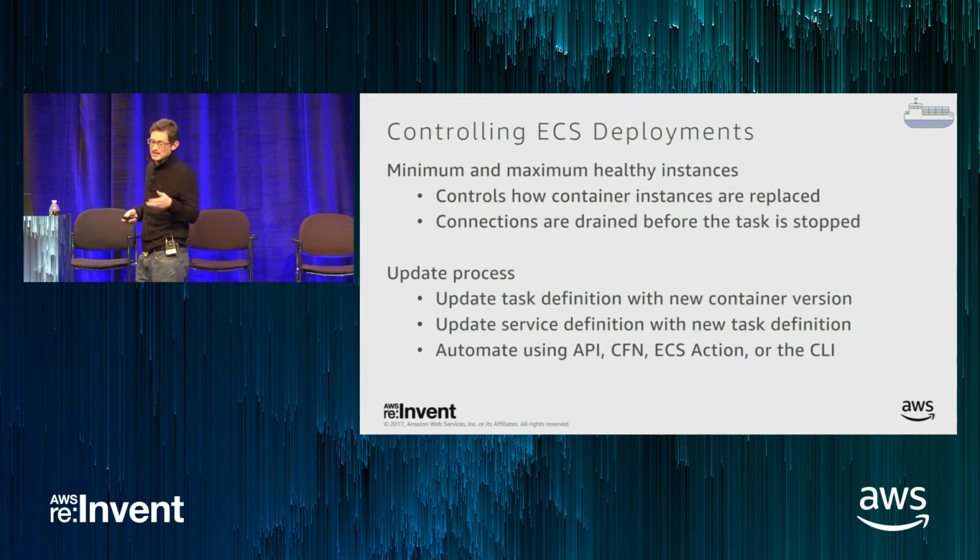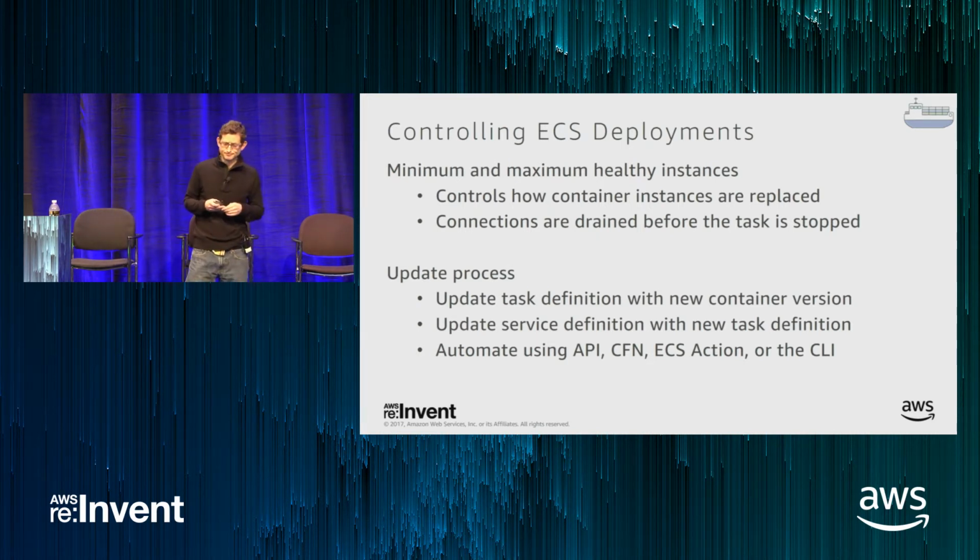Now that we've finished exploring how to build and test containers, let's have a look at the knobs that we have to control how your containers are deployed. When you create an ECS service, you specify a minimum and maximum number of healthy instances. And these values are used to control the number of tasks that are replaced at once.